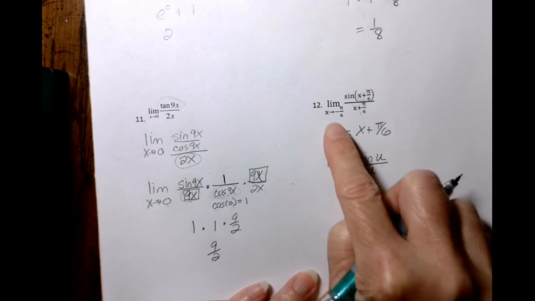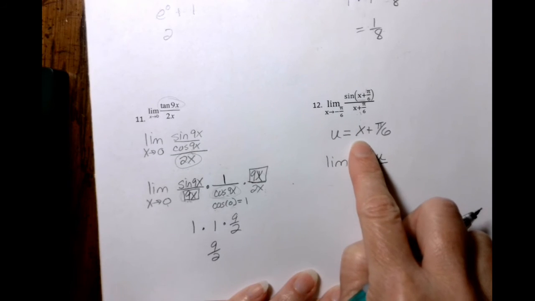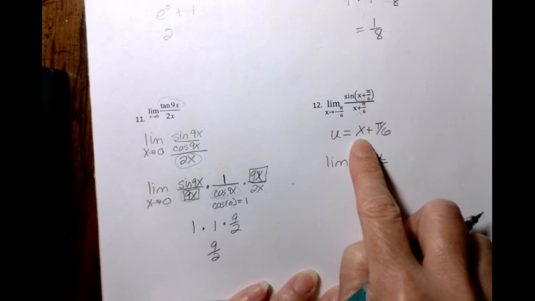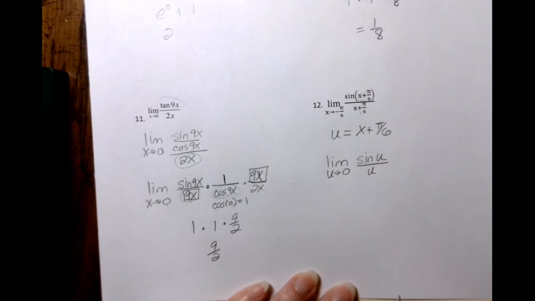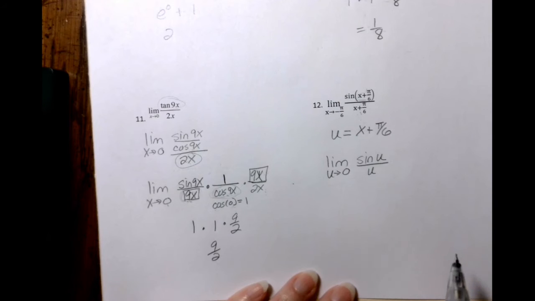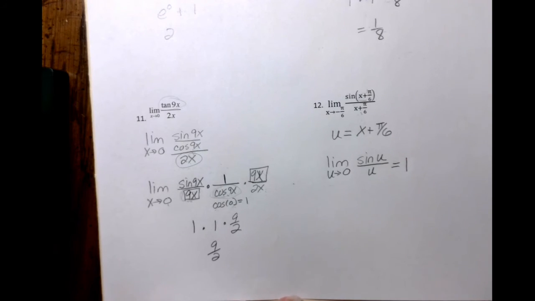I'm going to say, okay, if x is approaching negative pi over 6, I put negative pi over 6 in here, and that tells me what u approaches. So if you put negative pi over 6 in here, that means the u value is approaching 0. Now this whole thing matches exactly what I have up top, and that ratio goes to a 1.